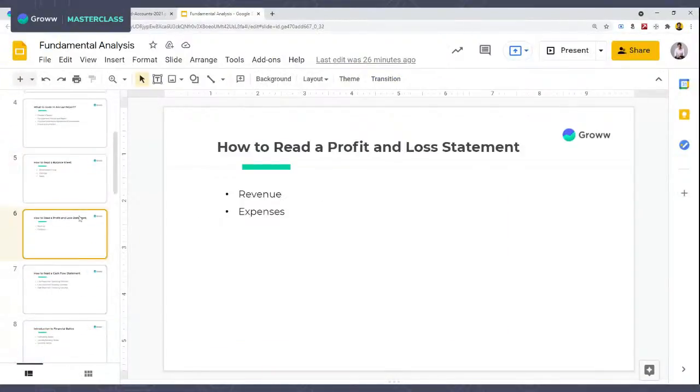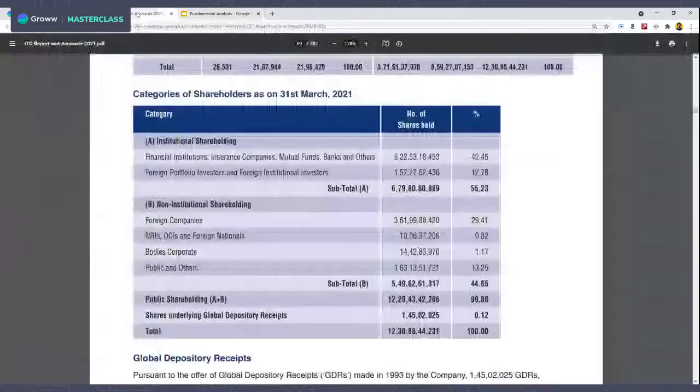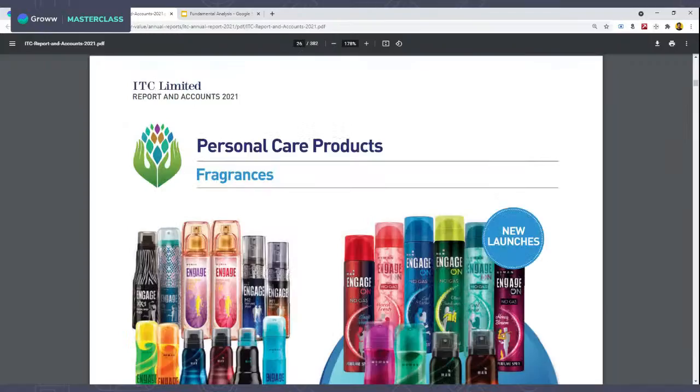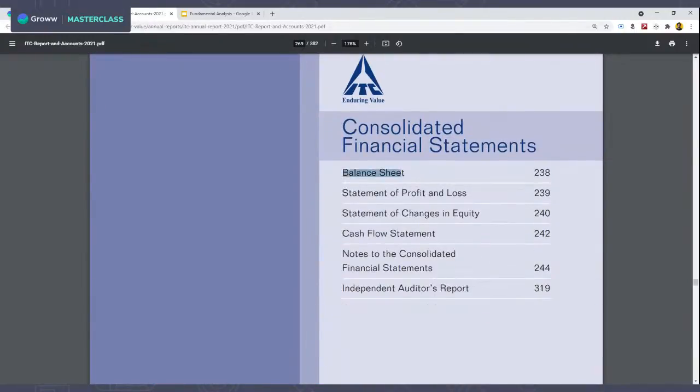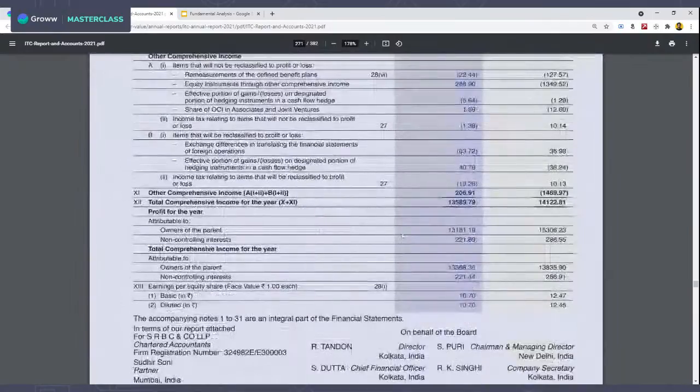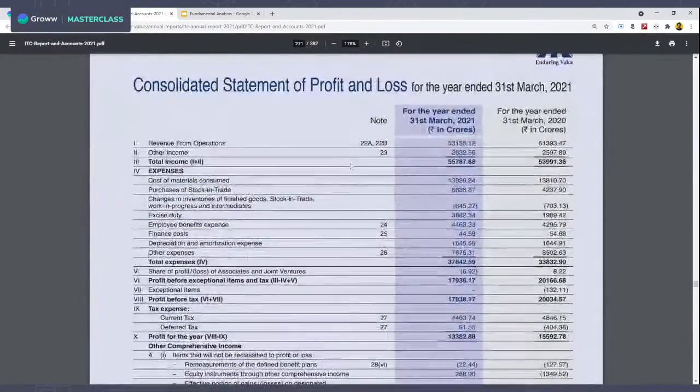Next, we will look at how to read a profit and loss statement. Okay, profit and loss statement. Again, we'll have to go to that same consolidated profit and loss thing, which was on page number 269, right? 269. Right. So see, this balance sheet we finished. Great stuff, guys. Now we'll look at the profit and loss statement, which is 239. Okay. So we'll keep going down. Directly we'll come to the profit and loss statement. This is the profit and loss statement.